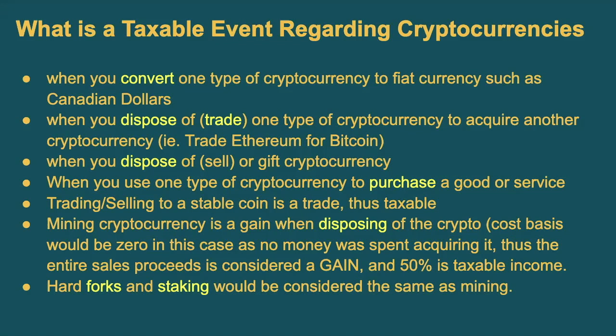Mining cryptocurrency is a gain when disposing of the crypto. The cost basis would be zero in this case, as no money was spent acquiring it. Thus, the entire sales proceeds is considered a gain, and according to the Canadian government, 50% of that gain is taxable income. And finally, hard forks and staking would be considered the same as mining.